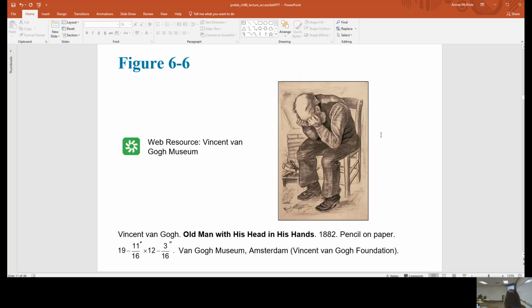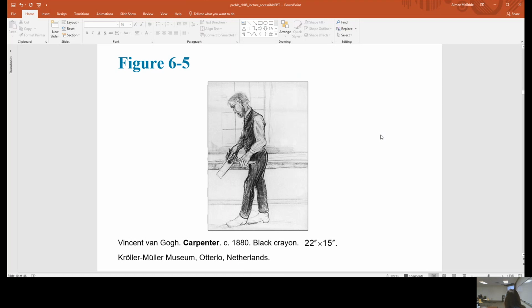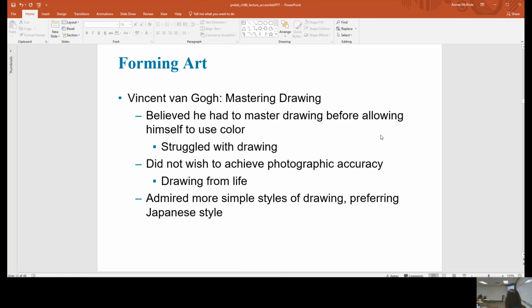All of the drawings that we looked at are drawings from life, so copying things that actually exist in the real world, particularly people. And as you noticed, he did very simple drawings, pared down, basic, not overly complex. And that's something that he carries over into his paintings as well.